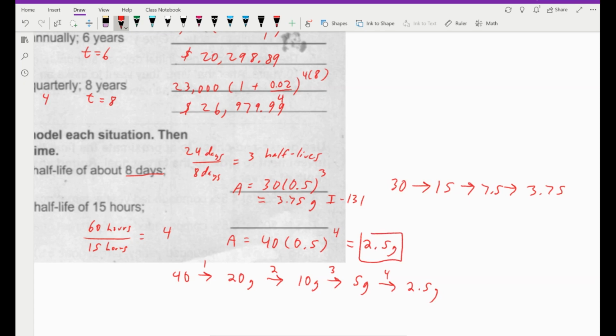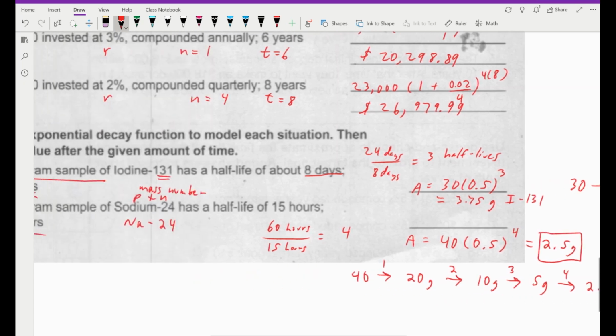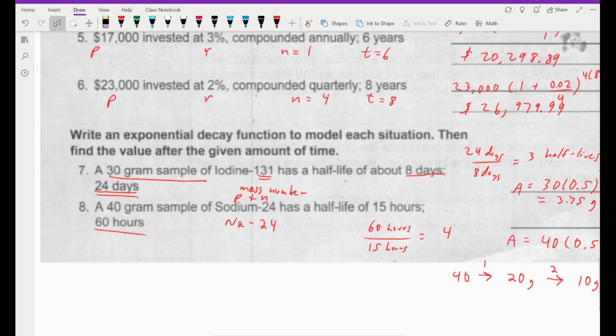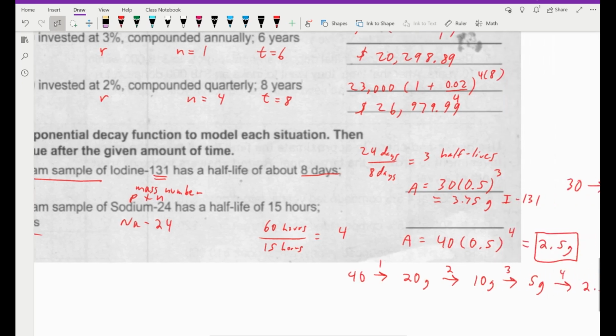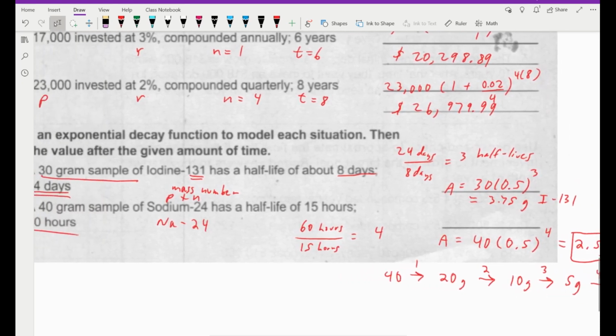And let me box the answer. So after 60 hours, or 4 half-lives, we go from a 40-gram sample to a 2.5-gram sample.